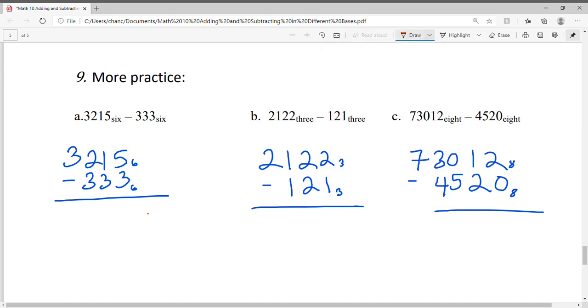5 minus 3, that's 2. I cannot take away the 3 from the 1, so let's borrow from the 2. That makes this a 1. And then we'll have to add 6 back to the 1, which is 7. 7 minus 3 is 4. I cannot take away 3 from the 1. We'll borrow from the 3. That gives us a 2 here. And we'll have to add a 6 back here. That makes that a 7. 7 minus 3 is 4. And then we'll bring down the 2. Our answer is 2, 4, 4, 2, base 6.